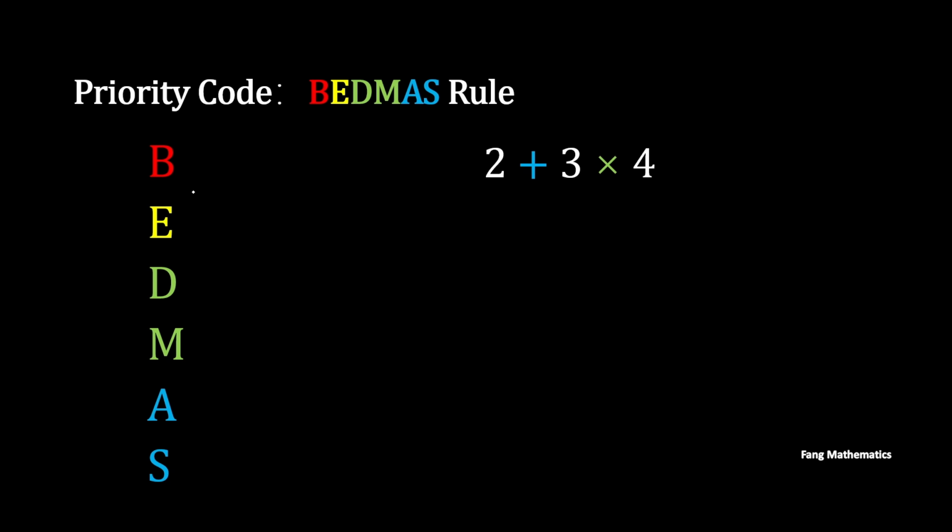B stands for brackets. Brackets have 3 types: the parentheses, commonly used, the square brackets, or curly braces. Moving on to the second priority, that is the uppercase E. This E stands for exponent and is represented by the superscript that is attached to a number.